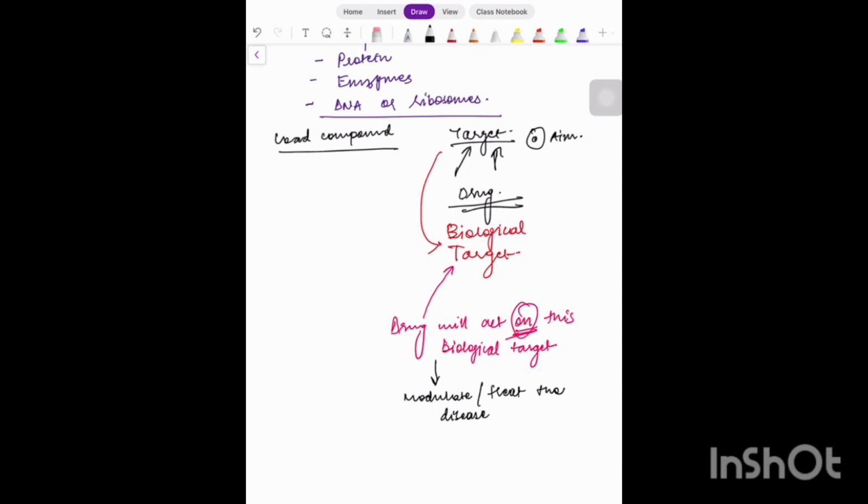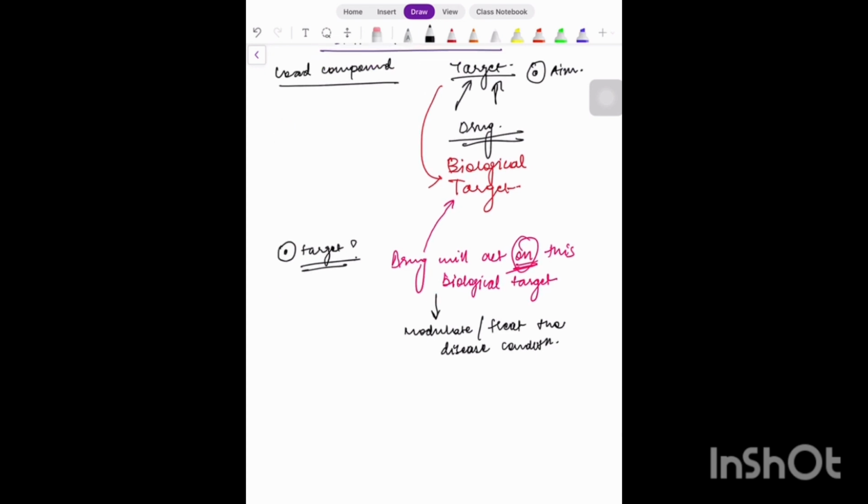So first we will identify on which particular target we have to work. All right, and that is the active site. The current drug discovery approach, the rational drug discovery approach, that we studied earlier: the target based approach is a part of rational drug discovery.